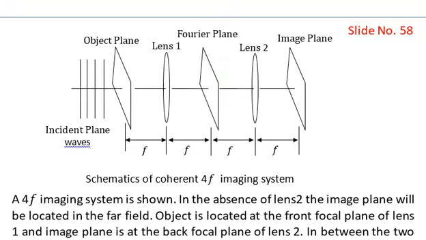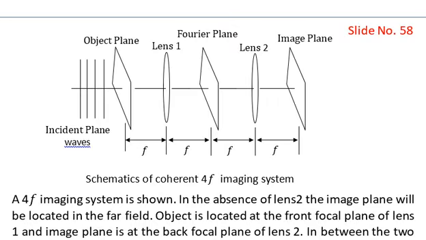And here the incident plane wave is incident normally at the object plane. When hitting the object plane, it will be converted into many plane waves due to diffraction, going in different directions, having different amplitudes, and different phases depending upon the thickness of the object. This lens L1 will collect some of these plane waves and focus them at the Fourier transform plane.